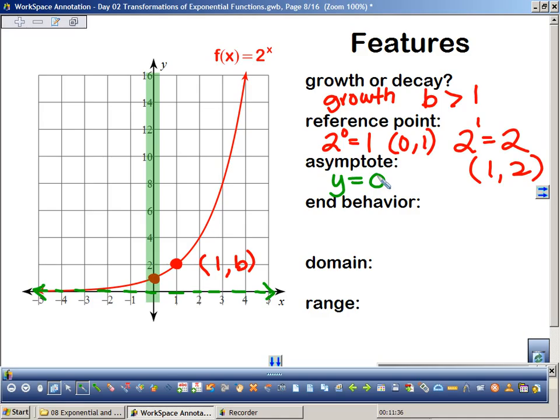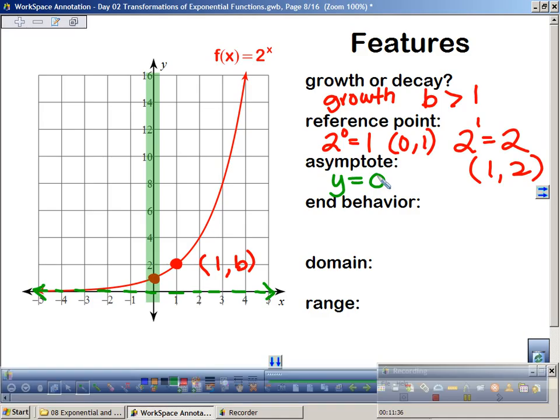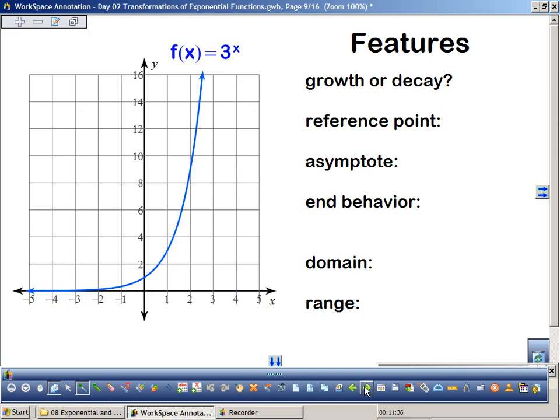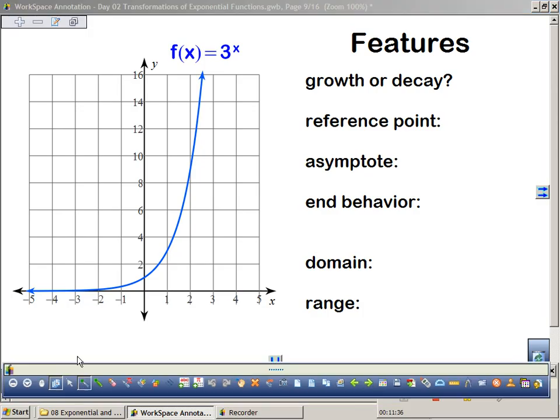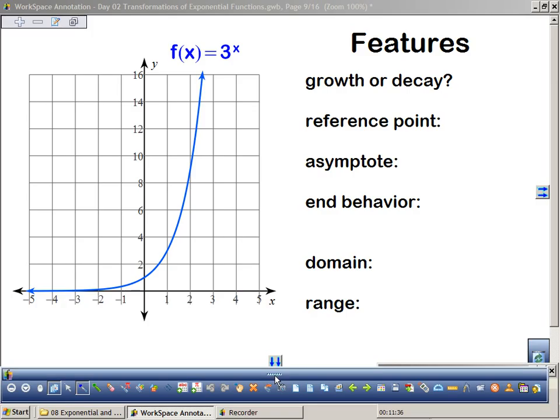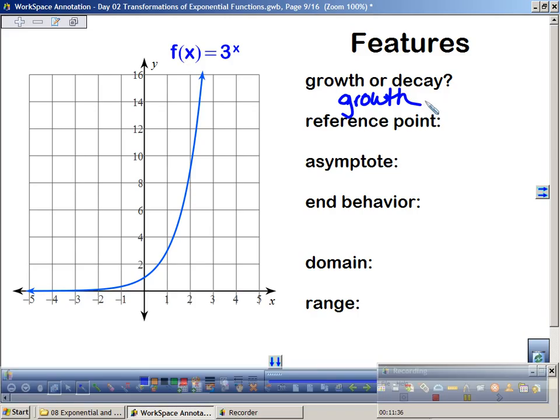So my first one, let's take a picture of this. All right, let's look at this one. This one's also growth, right? What's my reference point on this one? What's 3 to the 0, guys? 1. That's my first reference point. 0, 1. What's my second reference point?